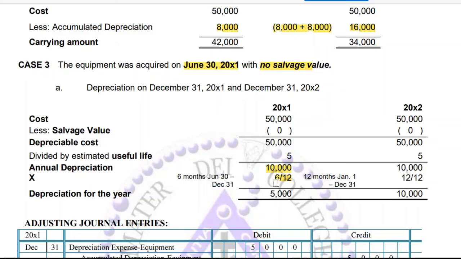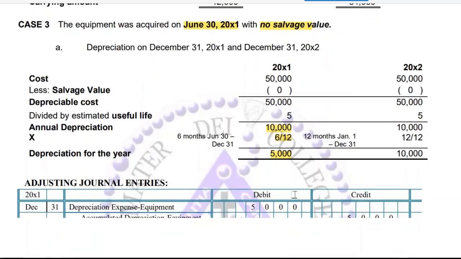What if napalit siya og December 1? So, ang fraction nato for 20x1 is 1 over 12. So, ingon ana. So, since half of the year nagamit ang asset, so that's 5,000.